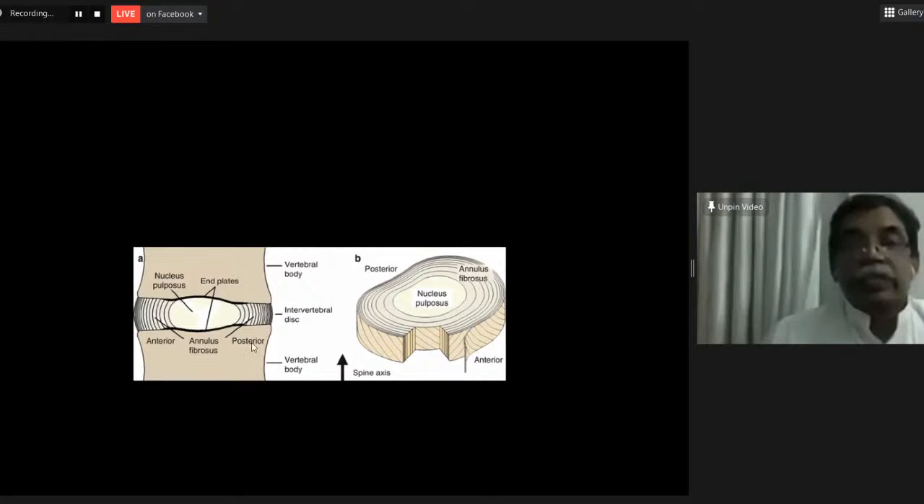The nutrition of this intervertebral disc is through the end plates and not through the arteries from the side. There was a thinking initially that there are certain vessels which provide the nutrition to the periphery of the annulus fibrosus, but now it's known it is only through the end plates. And if something goes wrong with the bone, then the disc also degenerates, as we see in case of tuberculosis of the spine.